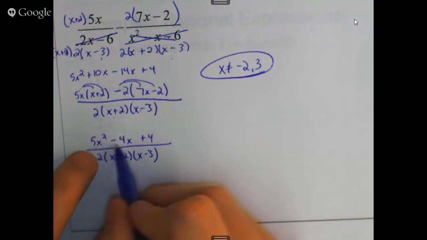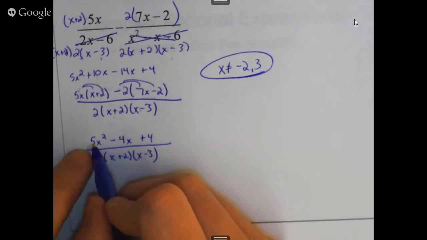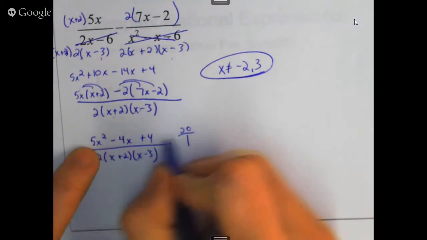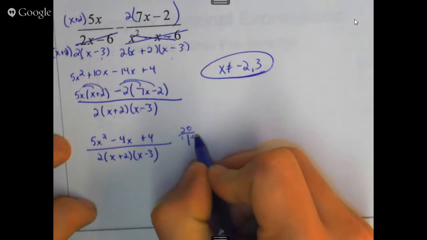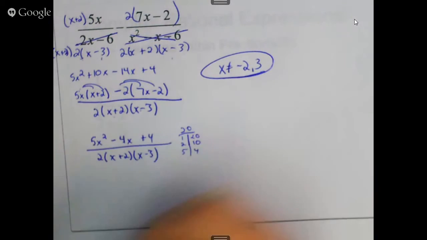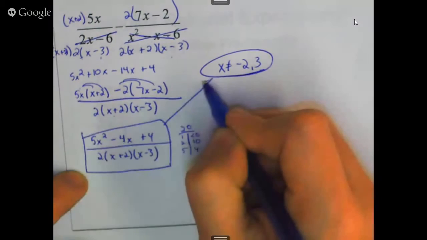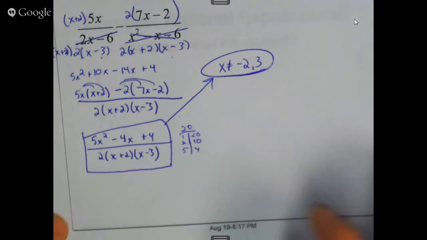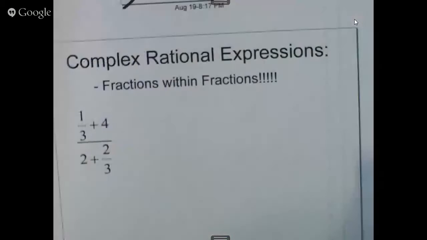I got to see, can I factor this? Well, there's no greatest common factor, but my leading term is 5. So I take 5 times 4 and get 20. Are there factors of 20 that add to 4? Well, factors of 20 are 1 and 20, 2 and 10, 5 and 4, and none of those add up to 4. So we are finished along with my domain. If you don't know how to factor these, get in here or watch the video on how to factor those.